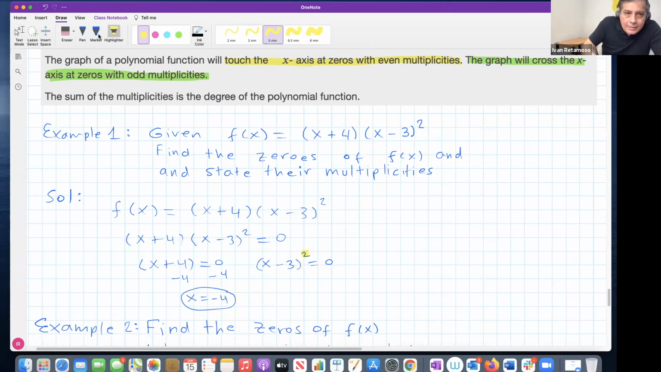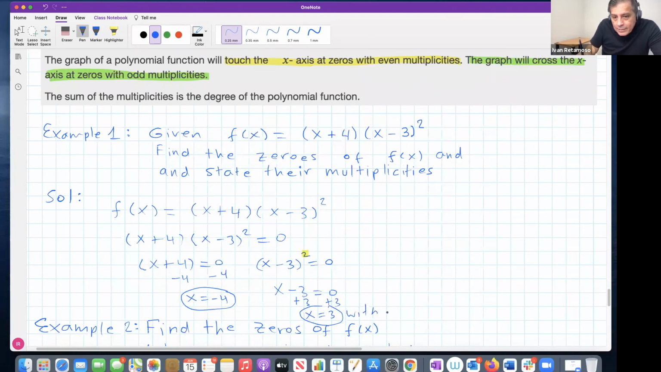So you still set x minus 3 equal to 0, right? And you say, aha, the solution will be x equal 3, but with multiplicity 2, because it will appear twice. I want you to see it. Twice you are setting it equal to 0 indeed. So this will be x equal 3, but with multiplicity 2.